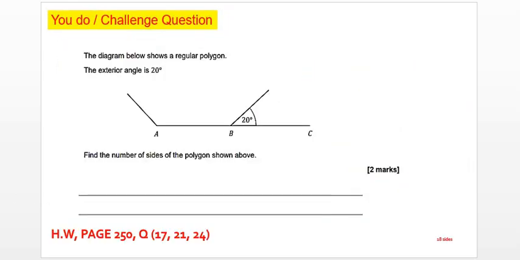Clear? Last challenge question for you. It says the diagram below shows a regular polygon. Although the diagram is not complete, it says the exterior angle of this regular polygon is 20 degrees. Find the number of sides of the polygon shown above. Better pause the video here and solve it on your own.